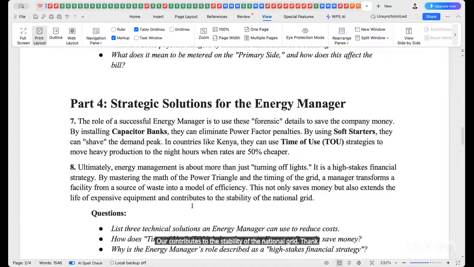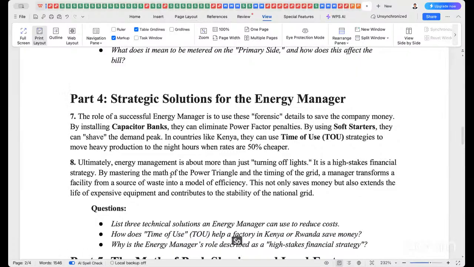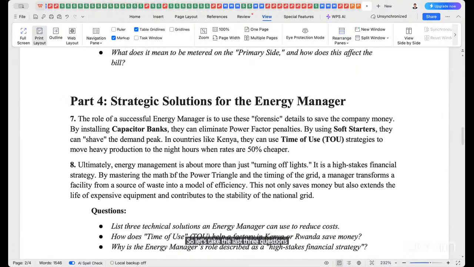Thank you very much for that reading. So let's take the last 3 questions for today. Now, list 3 technical solutions an energy manager can use to reduce costs.